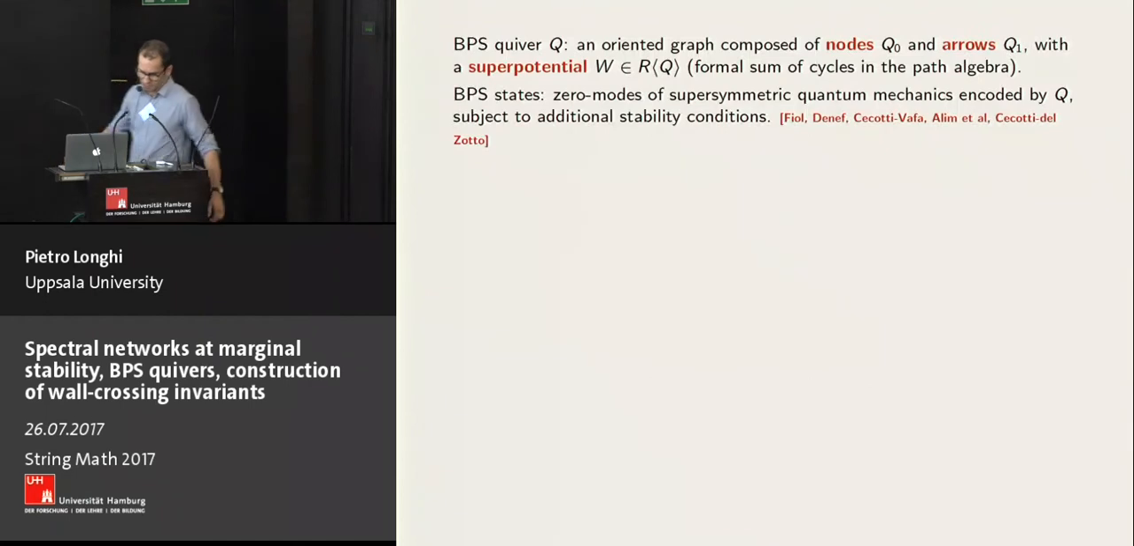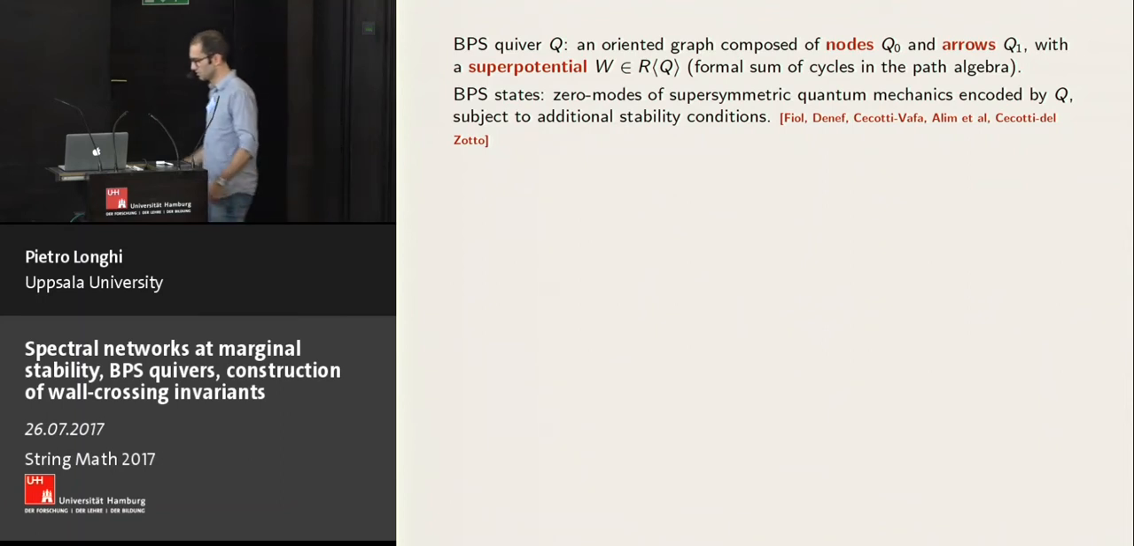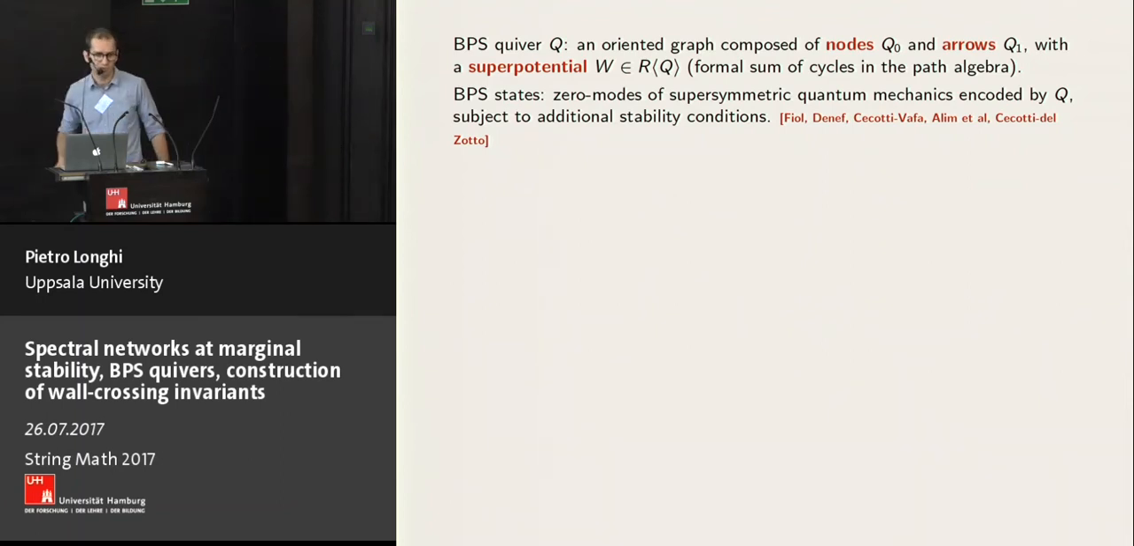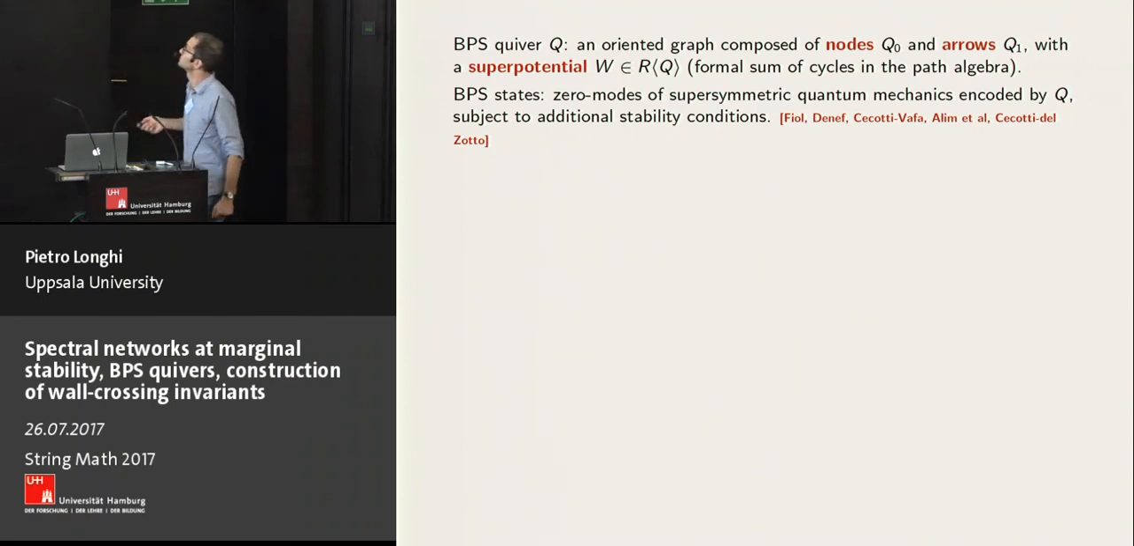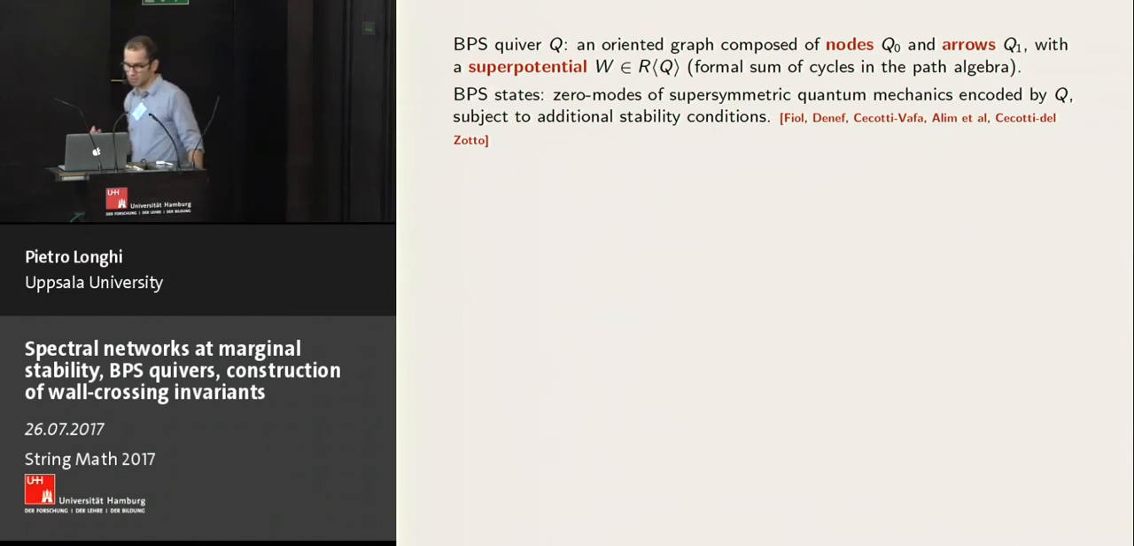Now, the story, of course, generalizes, and first of all, by a BPS quiver, I mean an oriented graph composed of a set of nodes and a set of arrows, and endowed with a superpotential function, which is a sum of cycles in the path algebra. And they encode BPS states as the zero modes of quantum mechanics encoded by the quiver.